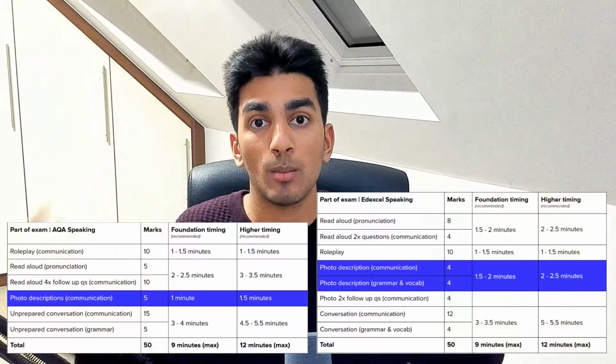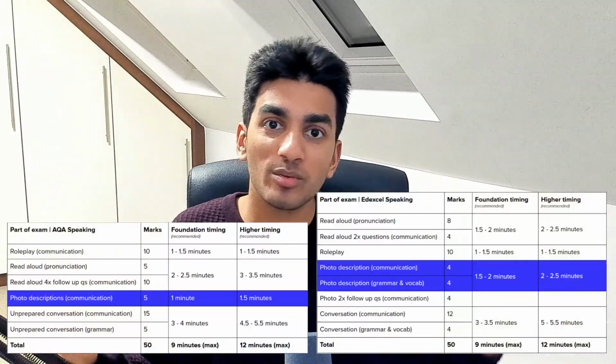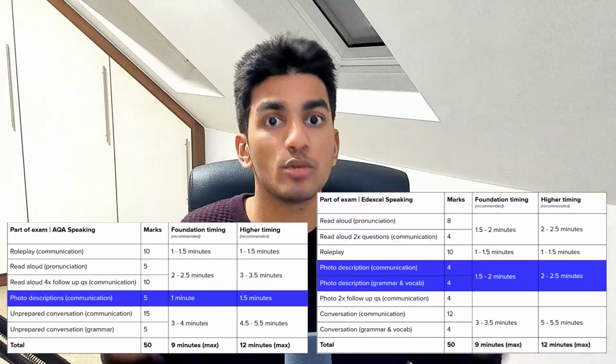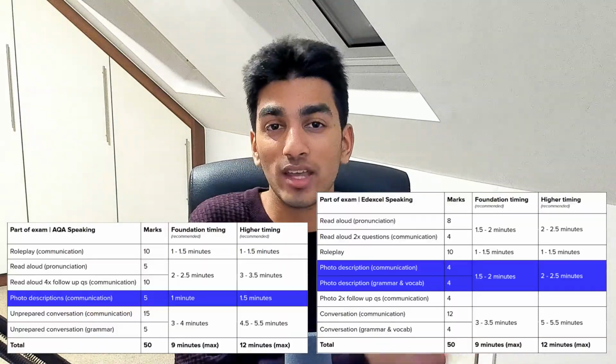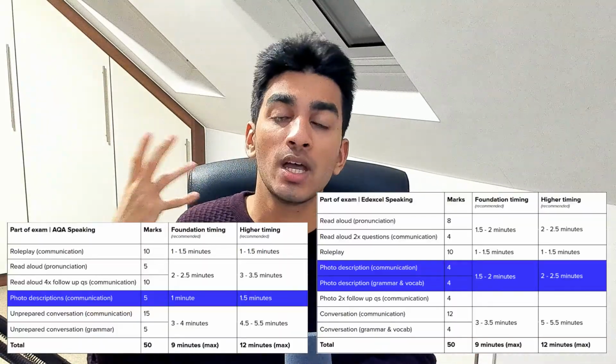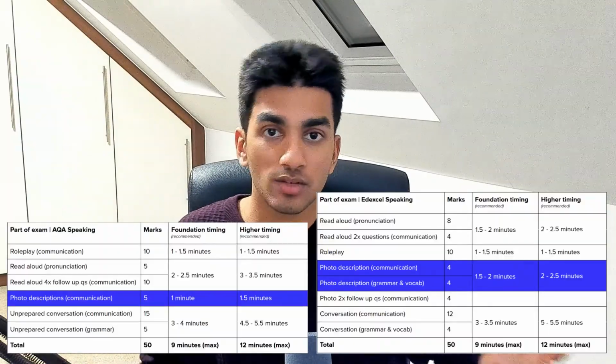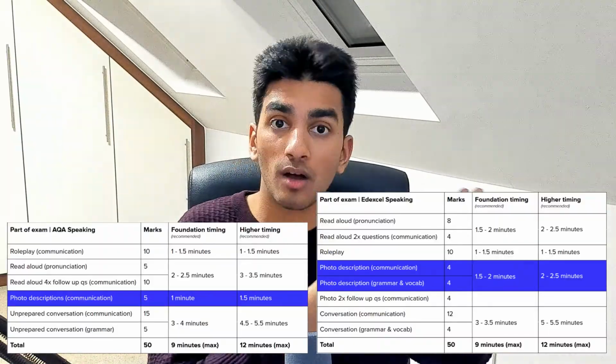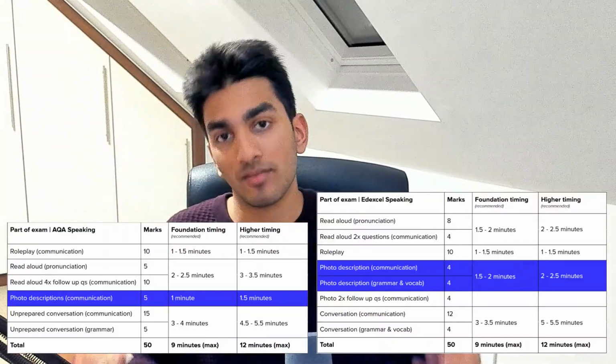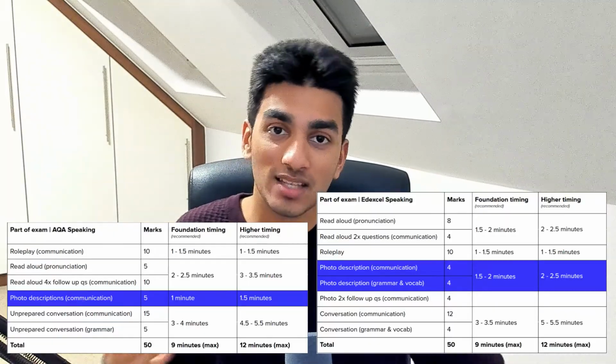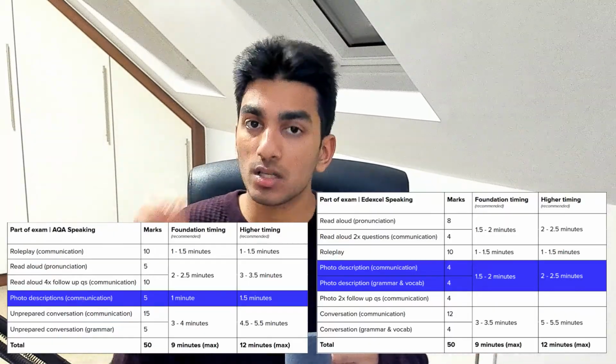So for Edexcel, you have a choice of two colored photos, and you need to pick one to describe for between 2 and 2.5 minutes at higher tier, or 1.5 and 2 minutes for foundation tier. And then for AQA, you get two black and white photos, and you need to say at least one thing about each of those, talking for about 1.5 minutes at higher tier and 1 minute at foundation tier. This part of the exam is worth 5 marks for AQA and 8 marks for Edexcel.